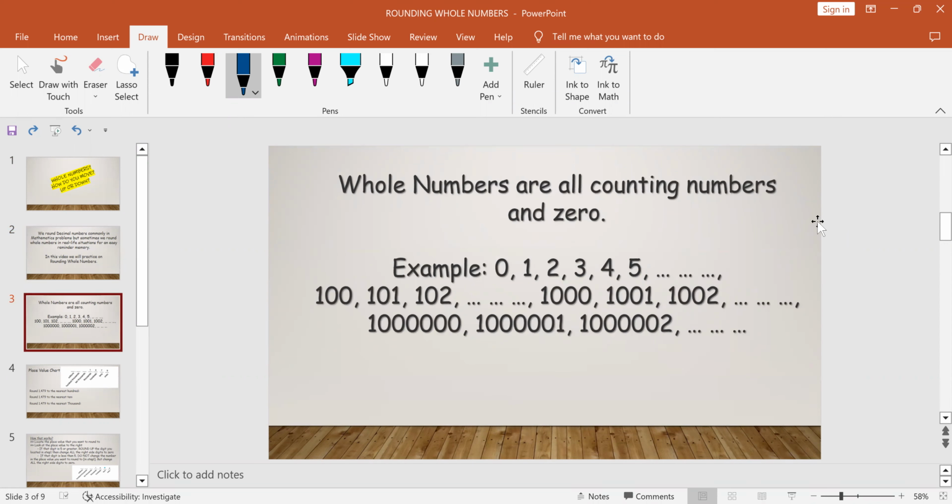What are whole numbers? Whole numbers are all counting numbers and the zero. Here we count from 1. So we count items from 1, 2, 3, 4, and so on. And when they say whole numbers, we include the 0. And here we have some examples.